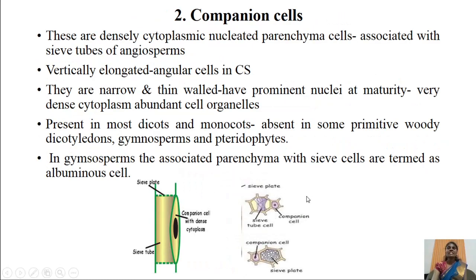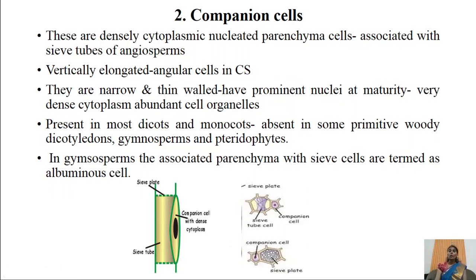Then coming to the second component of phloem tissue, that is companion cells. These are densely cytoplasmic nucleated parenchyma cells. That means they are also living cells. They are always associated with sieve tubes of angiosperms. They are vertically elongated, angular cells in cross section. If you take a cross section, they are elongated and the shape is angular in nature.